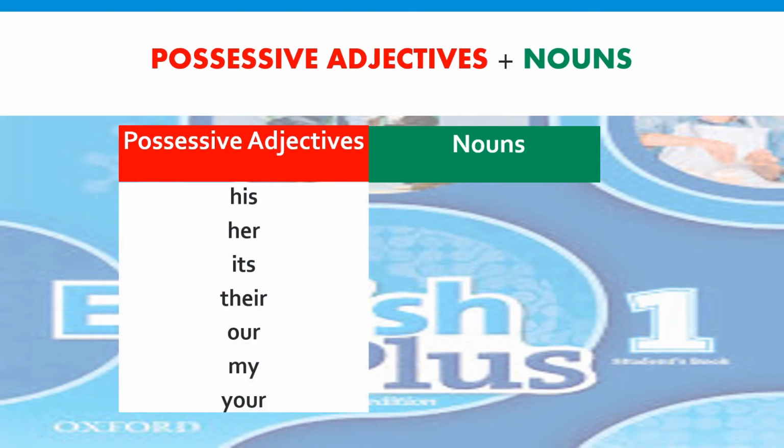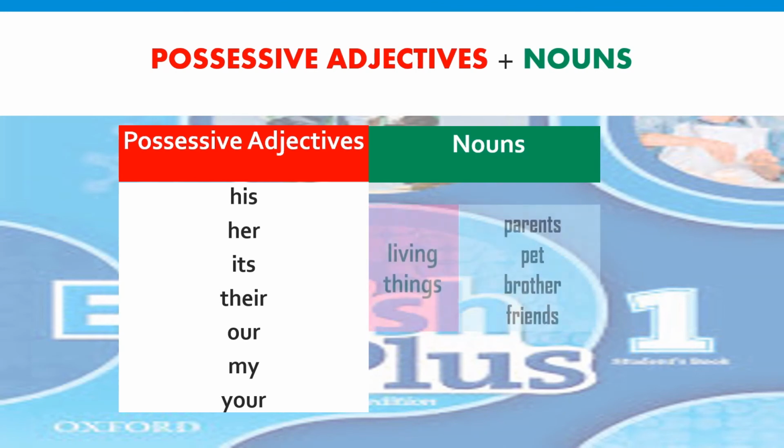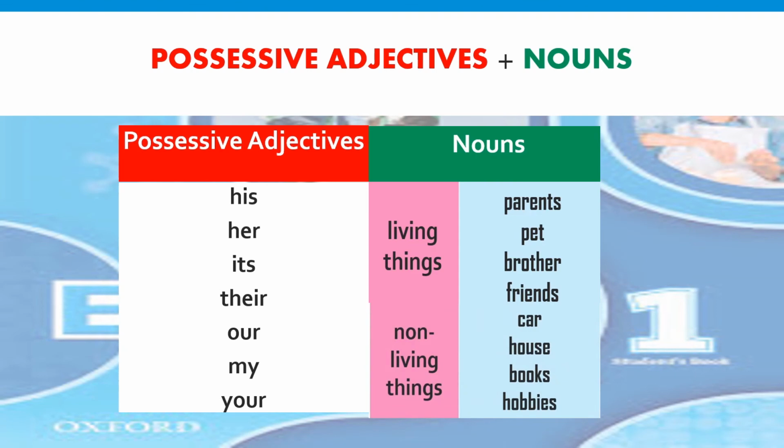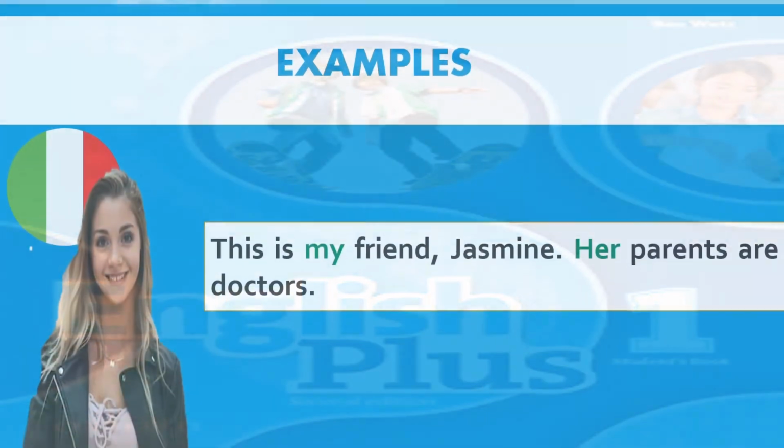For example, a possessive adjective is always followed by nouns. It's like this. Okay, so these are the examples of possessive adjectives: his, her, its, their, our, my, your. And then we have two types of nouns. The first one is living things, for example parents, pet, brother, and friends. The other one is non-living, like car, house, books, and hobbies. So how are we going to do this? Let's look at the example.